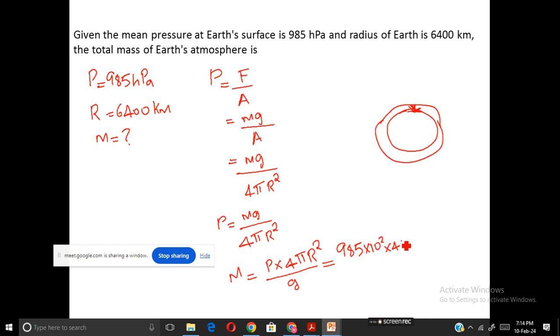into 4 pi into r, which is 6,400 into 10 raised to 3 meter. We have to convert kilometer into meter. Whole square divided by g, which is 9.8. Can you calculate it and tell me?